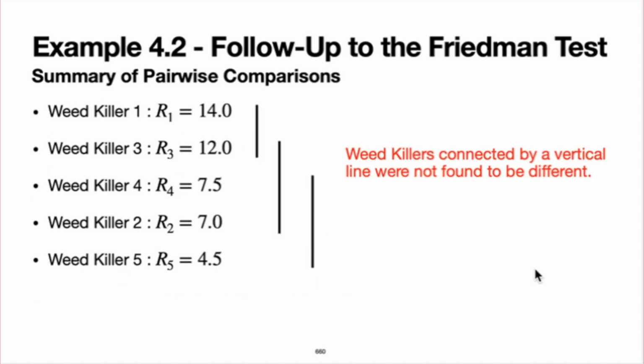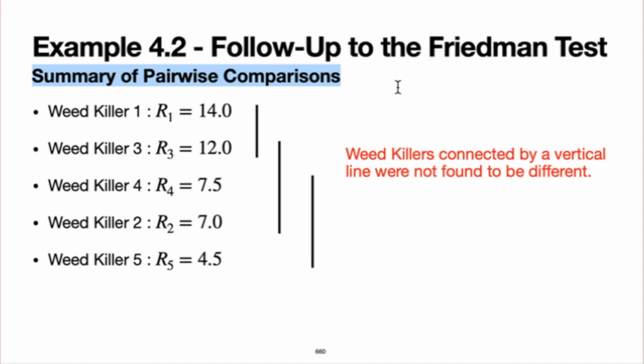Well, one way to do it is to use the same kind of approach that you would use when doing ANOVA. So think back to your first methods class when you did analysis of variance. And if you did multiple comparisons, follow-up pairwise comparisons, following a significant ANOVA, then you may very well have looked at a diagram kind of like this. And so this is my summary of pairwise comparisons that's going to allow us to answer which weed killers are different from each other.